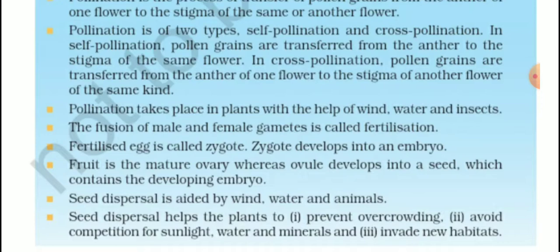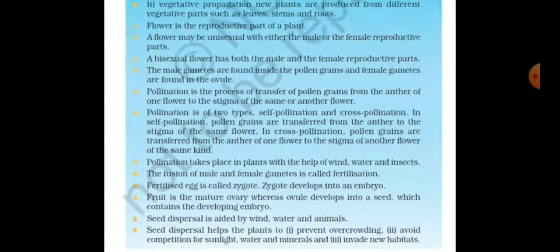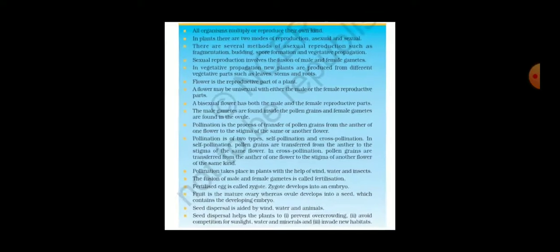Listen, the fertilized egg is called zygote. Next, seed dispersal is aided by wind, water, and animals. Seed dispersal helps the plants prevent overcrowding, avoid competition for sunlight, water, and minerals, and invade new habitats.